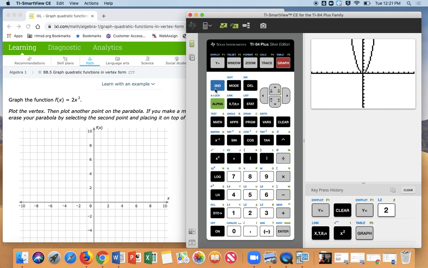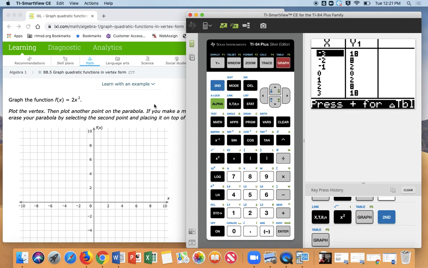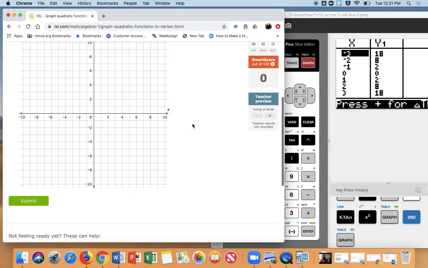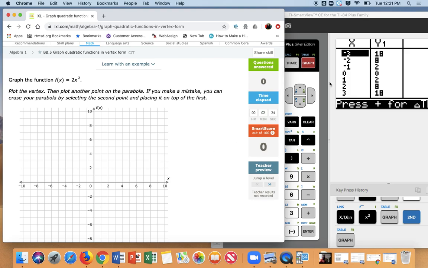So I'm going to want to go to the table. I get to the table by hitting the second button and then graph. That brings me to this table. So now that I have this table, I'm going to go back to my IXL and plot some of these points. I'm going to plot 0, 0, okay? And then I'm going to plot the point 1, 2, okay?